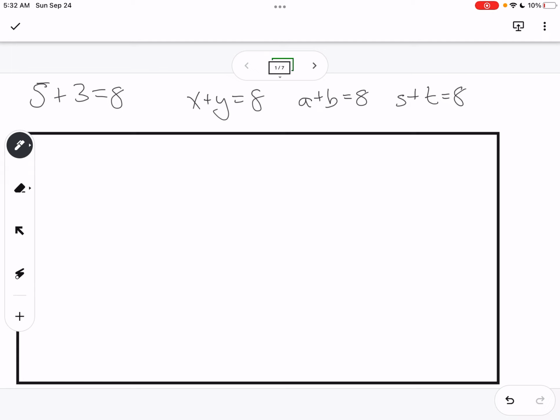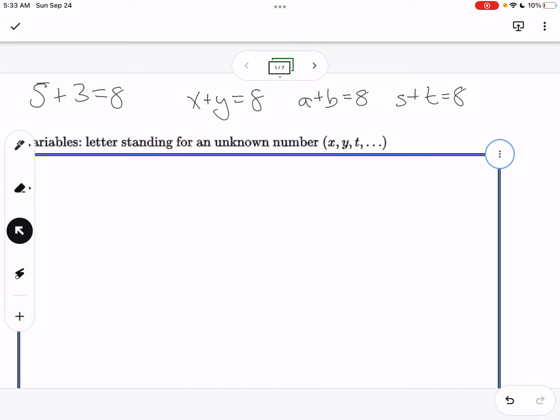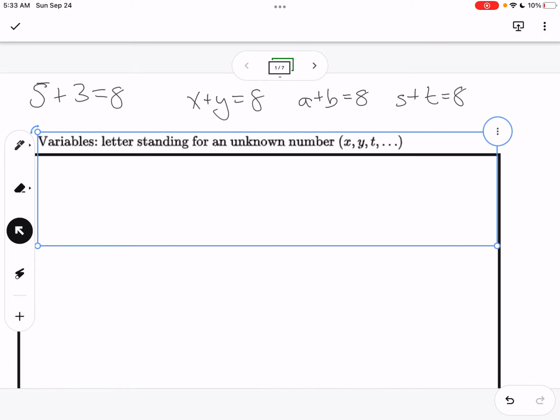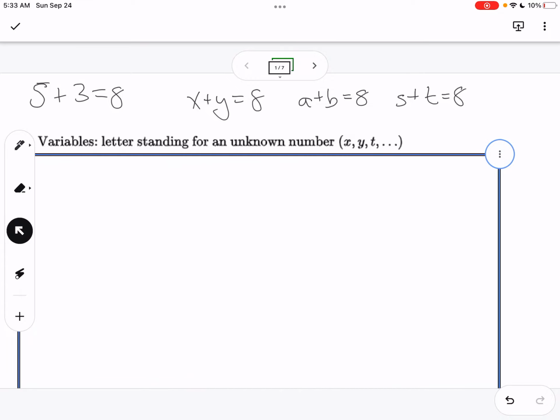And these could represent 8 and 0, 4 and 4, 10 and negative 2, pi and 8 minus pi. We don't know. But we want to make sure that we're using the right terminology. So a variable is generally a letter that's standing in for an unknown number. So x, y, t, a, b, s, r.